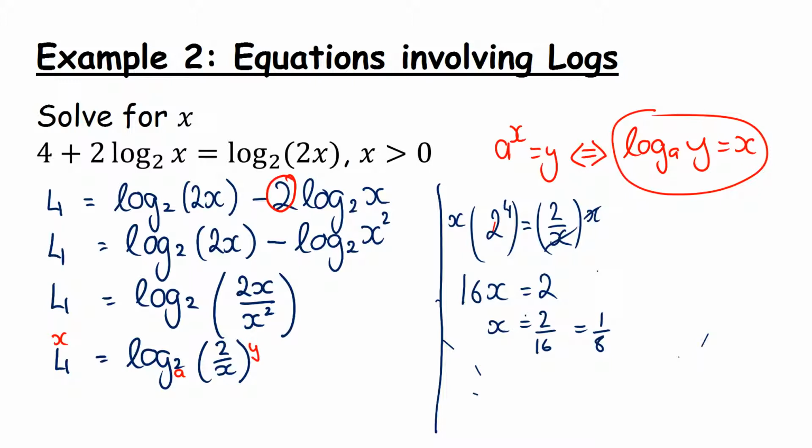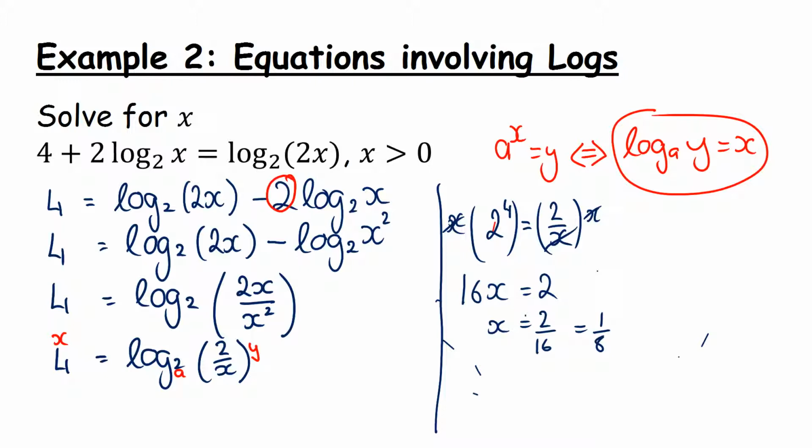So if we go to our little equation here, we're looking at this piece here. So this is my x, and this piece is my a, and this piece is my y. So rewriting it, we have a, which is 2, the power of x, which is 4, is equal to y, which is 2 over x. Okay, so we'll multiply both sides by x, because that will allow us to get rid of the fraction.